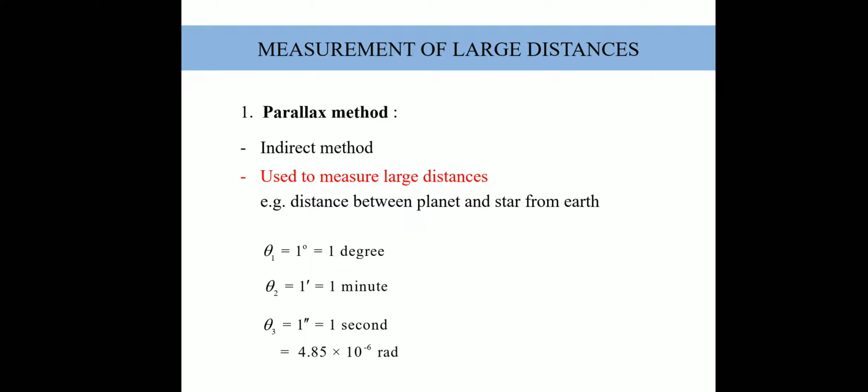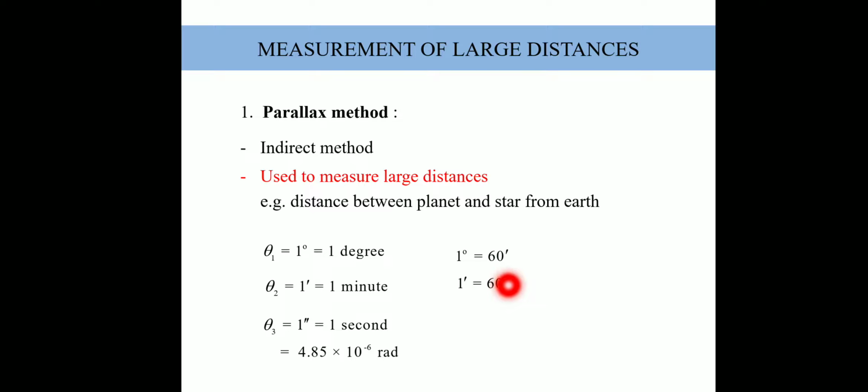Likewise, degree is the bigger unit to measure an angle. Less than degree there is a minute, and smaller than minute is a second. So 1 second of angle is equal to 4.85 × 10^-6 radian. Just for the sake of understanding, 1 degree is equal to 60 minutes. The single dash indicates minute. So 1 degree is equal to 60 minutes, and 1 minute, as you can see here, is equal to 60 seconds.